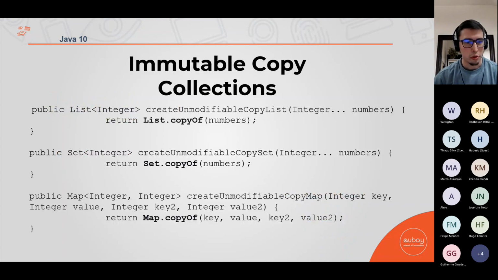So what do we have on Java 10, sorry. In Java 10, we have immutable copy collections, like the last one, but now it's a copy, and it's also an unmodifiable list, set, or map. So be careful, okay? Because if you try to add or remove, you get an exception.